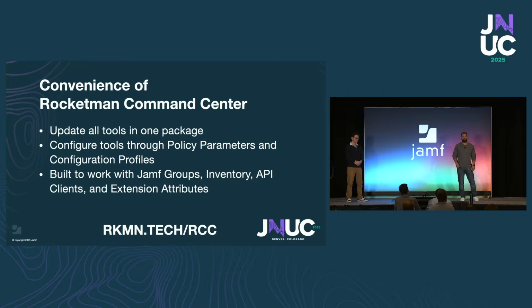So as I mentioned before, this can all be updated in one package. You don't need to update a bunch of bash scripts all over the place. If you want to update it, if you want to deploy it, it's just one easy-to-use package. These can all be configured through policy parameters or managed configuration profiles. And we have some JSON schemas you can use too, just to keep it a little bit more on rails and easy to use. And it's built to specifically be used with Jamf groups, inventory, API clients, and extension attributes.